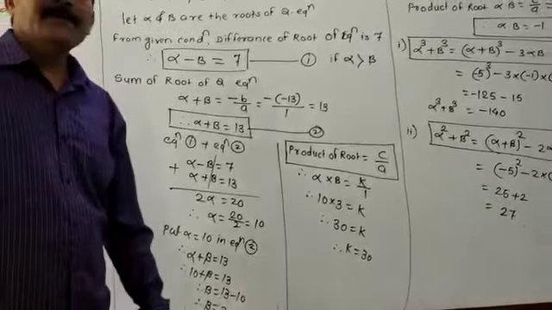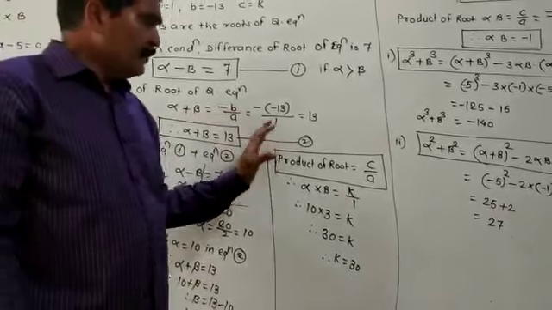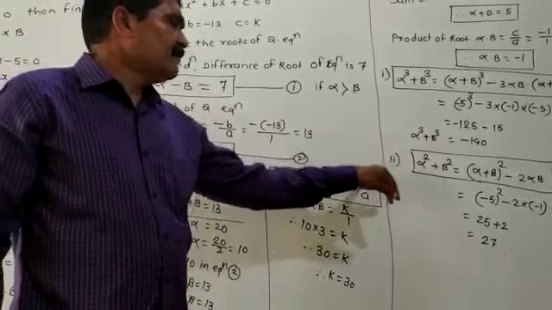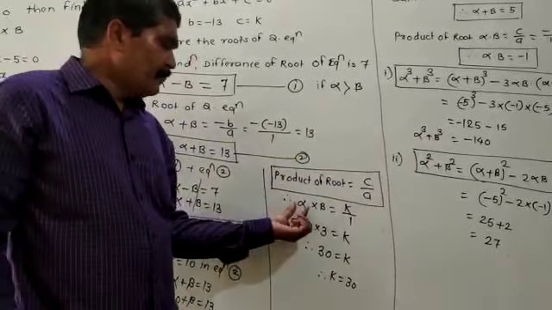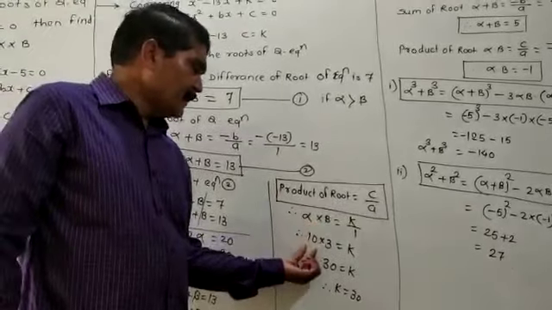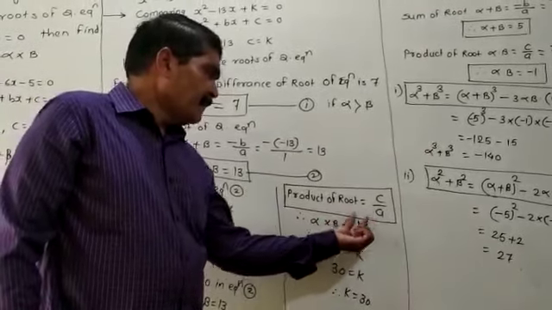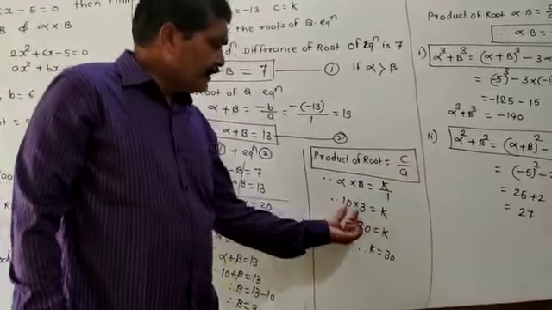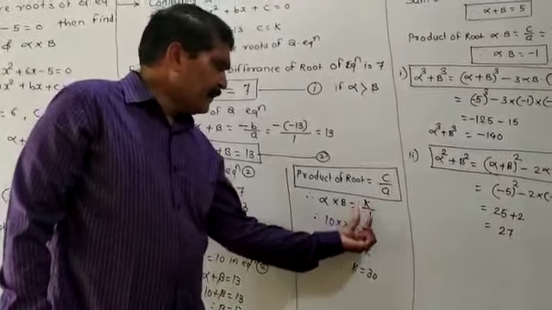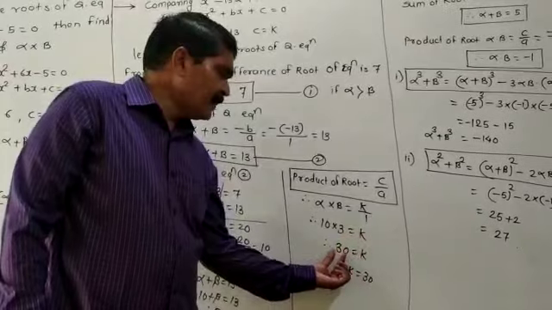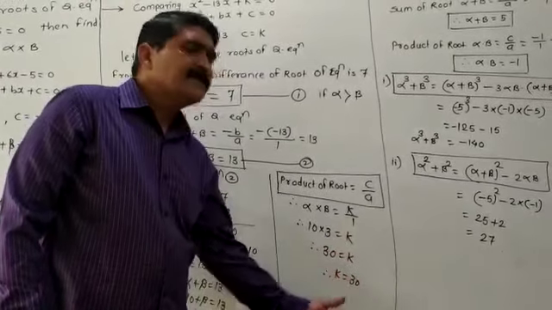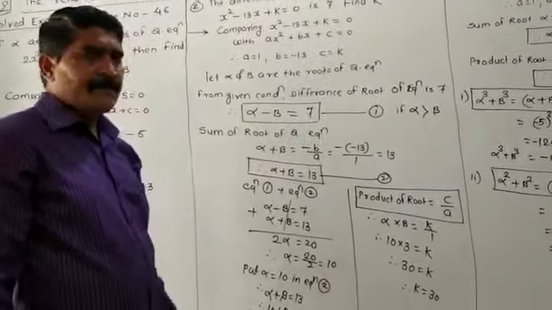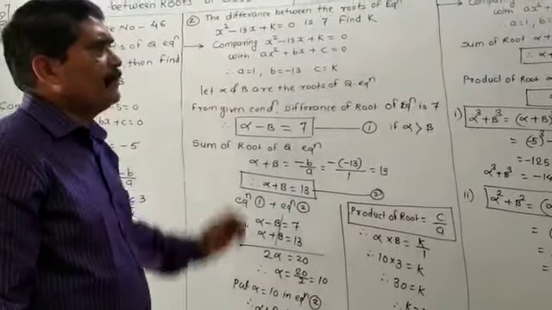But you have to find out the value of k. If you want to find the value of k, then you know that the product of the roots is equal to c upon a. Here alpha is 10, beta is 3, the value of c is k, and the value of a is 1. According to that, 10 times 3 is 30, and k divided by 1 is equal to k. So 30 is equal to k. Therefore, k is equal to 30. In this way, you have to solve this example. You have to try to understand this example properly.